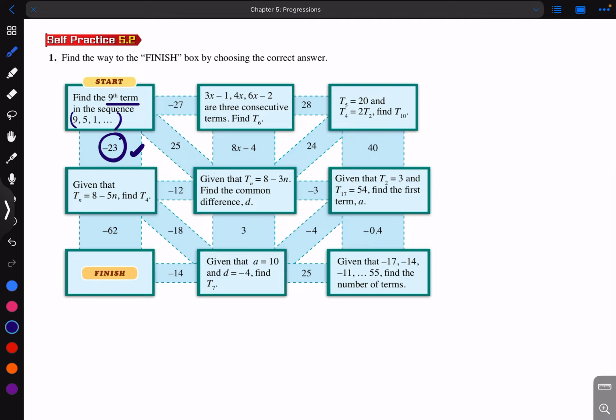Here they said, given that Tn is this, find T4. So here very easy, you just have to sub 4 into the n. So Tn is 8 minus 5n. T4 will be 8 minus 5 times 4. So 5 times 4 is 20. 8 minus 20 will be negative 12. Here.